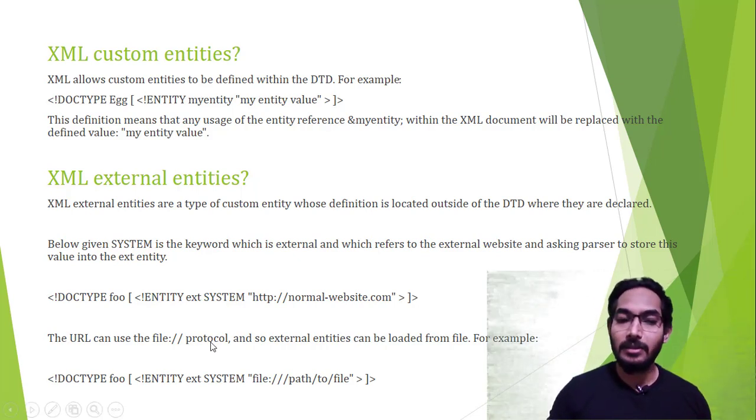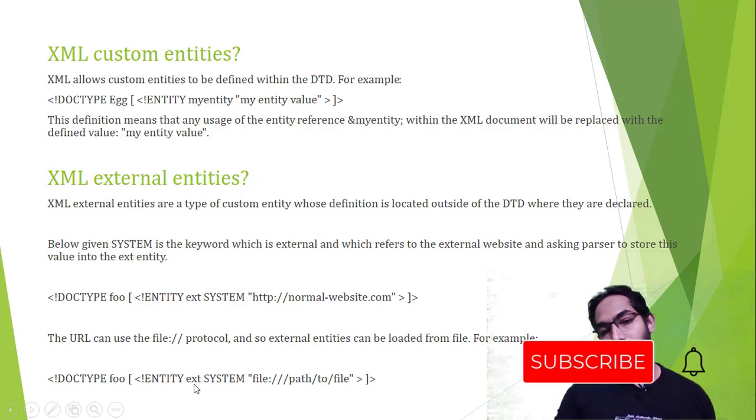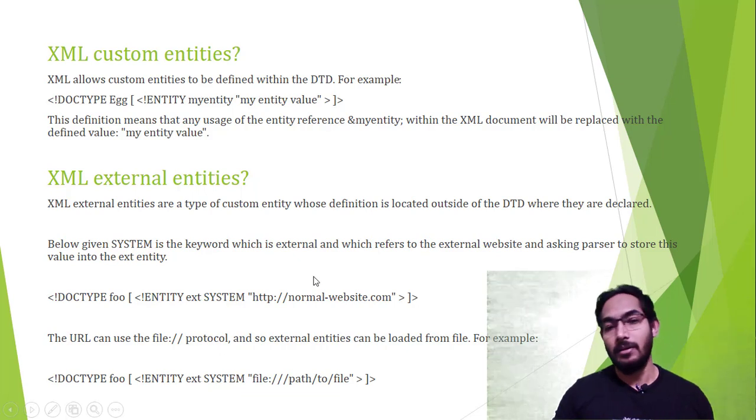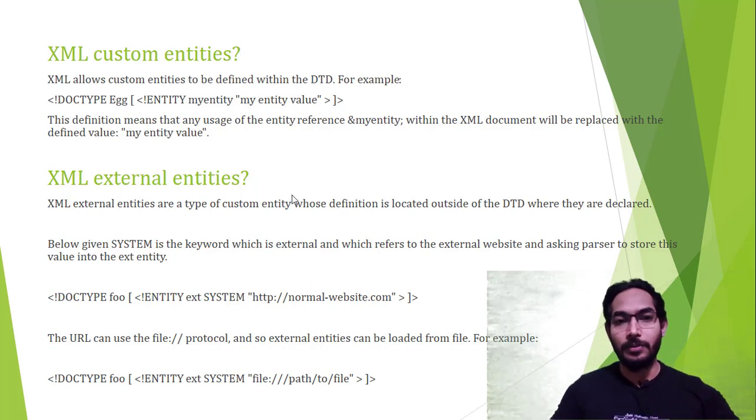So if an attacker can use this kind of keyword, he can try to refer to any internal site or internal path, and he can then try to call that particular entity, because this value will be stored in this entity. So he can later use this entity and call it from anywhere, and he will get that result, wherever the XML data is getting processed. So this is what he can do. Alright guys, I hope you understand this.